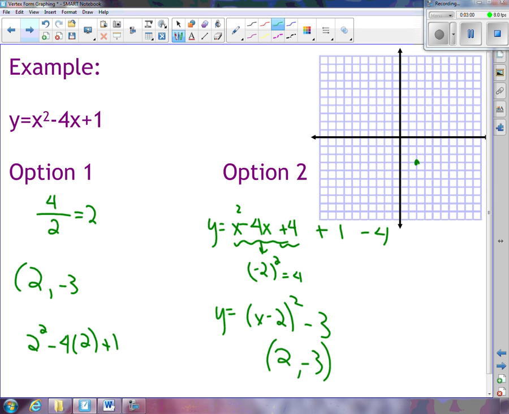I guess I do care how you do it. We're going to be practicing option 2 today. You already know how to do option 1. So you just have to use completing the square.